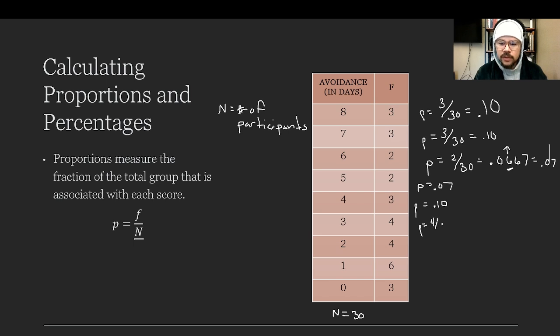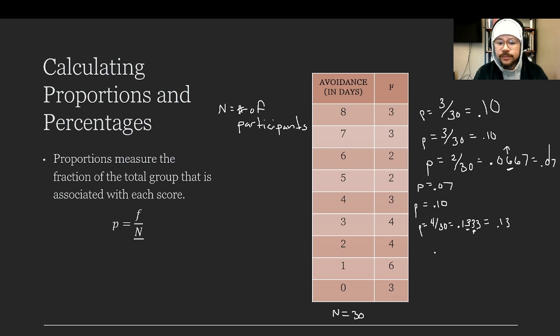Wait, let me write this first. 4 divided by 30 equals 0.1333. I'm writing out 4 decimals just to illustrate this rounding principle again. We want to know what to do with this second value after the decimal, this 3. And so we're looking at this third value after the decimal, this 3. It is a number that is 4 or lower, which is telling us to leave our second value after the decimal alone. So we have 0.13.